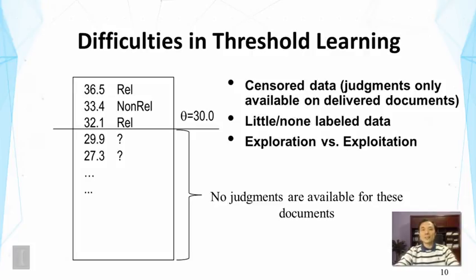So exploitation means you would exploit what you learn about the user. Let's say you know the user is interested in this particular topic, so you don't want to deviate that much. But if you don't deviate at all, then you don't explore at all. That's also not good. You might miss the opportunity to learn another interest of the user. So this is a dilemma, and that's also a difficult problem to solve.